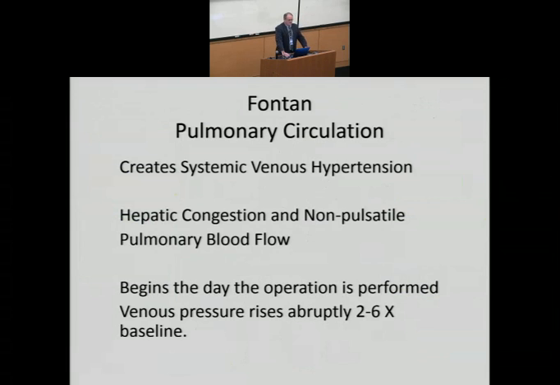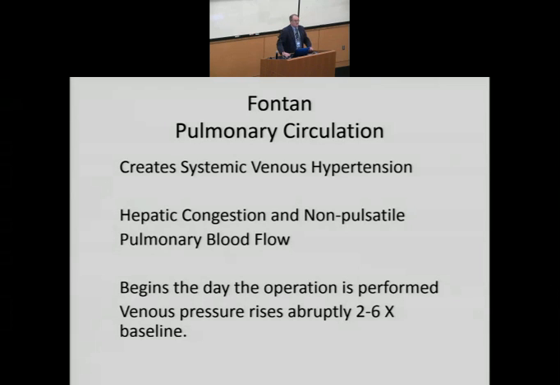And what the Fontan really does, it creates over time a systemic venous hypertension. As I've explained, the right ventricle is there to keep venous pressure low so that we can fill the lungs very easily. And they get this hepatic congestion as the SVC and the IVC pressure goes up, so the transpulmonary gradient across the liver goes down. And they start to get less pulmonary blood flow getting through. And this really begins on the day the Fontan operation is done.